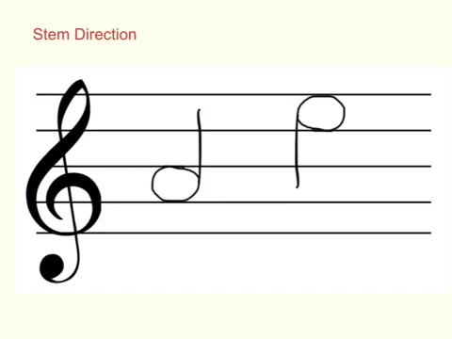Stem direction. When you're drawing stems on notes, it's important that the stems go in the right direction and that they're on the correct side of the notes. When we're in the lower half of the staff down here, the stems go up and they go up on the right side of the note. When you're in the top half of the staff, anywhere from the middle line and up, the stems should be going down on the left side of the note.